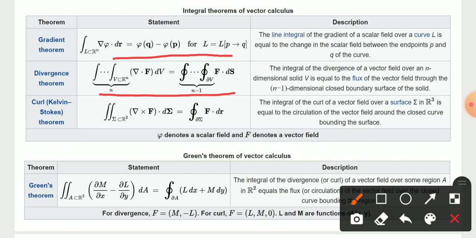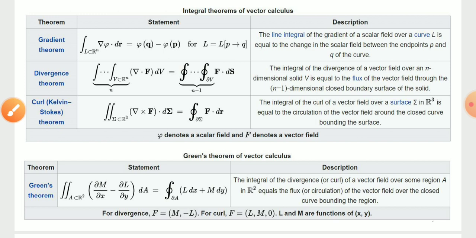The integral of the divergence of the vector field over an n-dimensional solid V is equal to the flux of the vector field through the (n-1)-dimensional closed boundary surface of the solid. Now the curl is also represented from an integral point of view as such: the integral of the curl of the vector field over a surface in R^3 is equal to the circulation of the vector field around the closed curve bounding the surface.